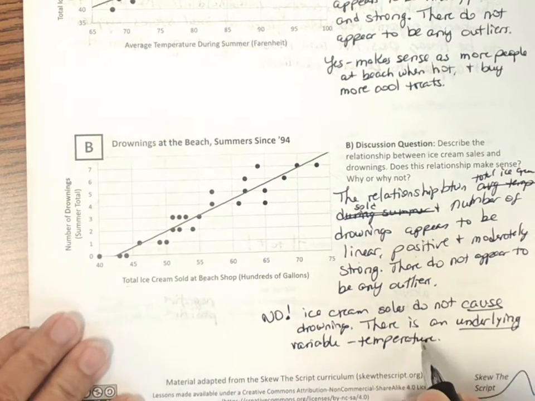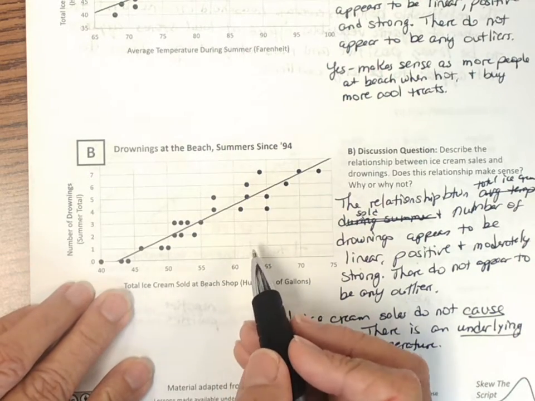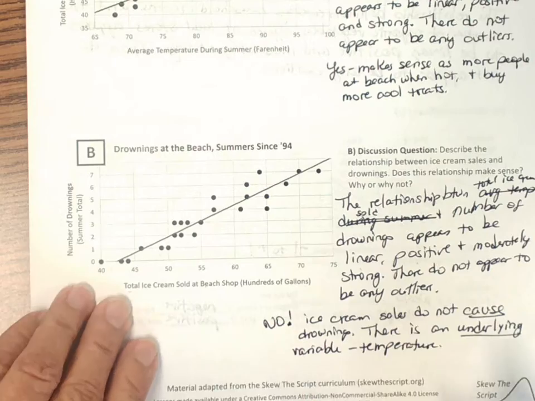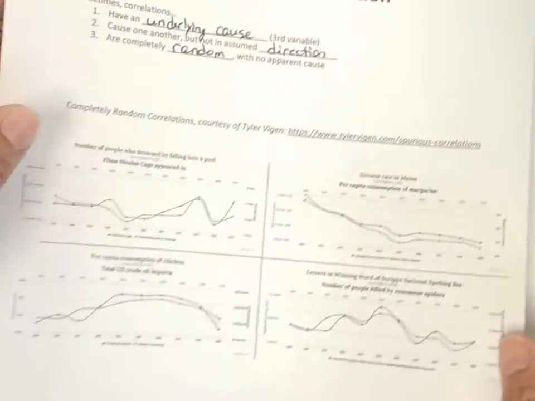And the underlying variable in this case is the temperature. When it's warmer, there's more people at the beach, thus there are more drownings. So be very, very careful. Correlation does not equal causation.